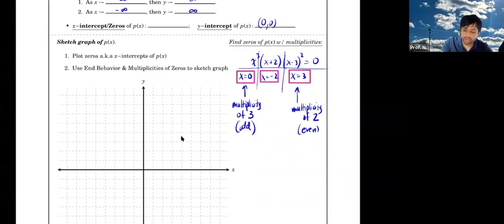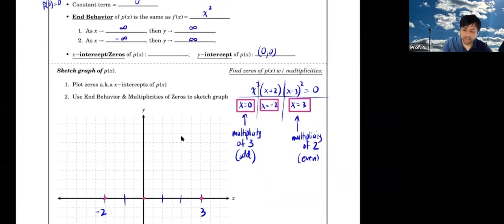So then what do we know? We know negative 2, 0, and 3. At these points, right here and right here, it has to cross. We know the end behavior looks like this. Goes up, goes up. And now let's connect it. Oh yeah, and what are the zeros here? I forgot to mention. x is equal to negative 2, 0, and 3.